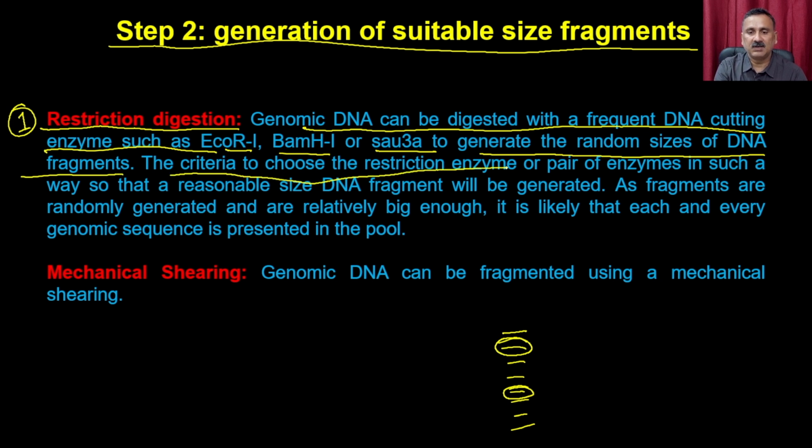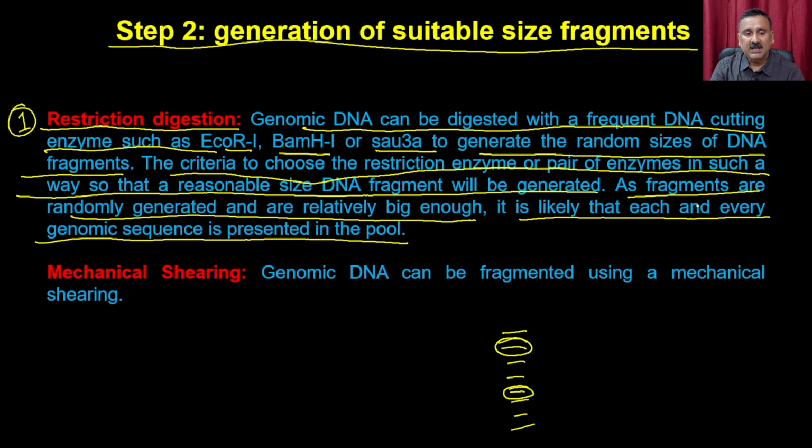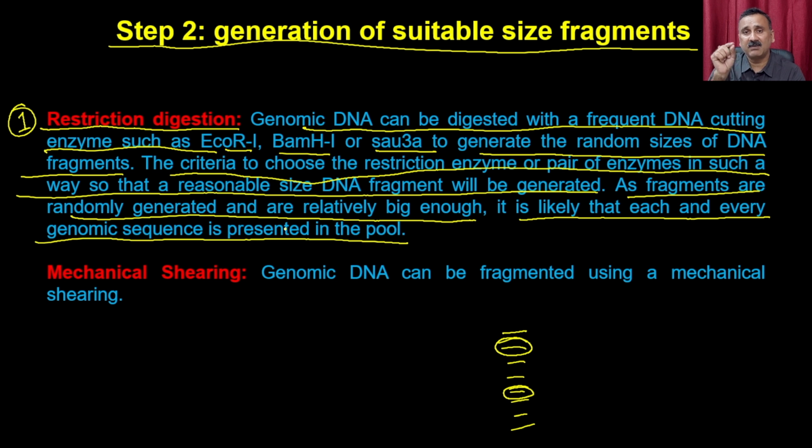The criterion is to choose a restriction enzyme or pair of restriction enzymes in such a way that reasonable size DNA fragments will be generated. As fragments are randomly generated and are relatively big enough, it is likely that each and every genomic sequence is represented in the pool. So, the purpose is that you should not have very small fragments, you should not have very big fragments, it should be a relatively reasonable size, so that each and every genomic sequence is represented, which means it should be of such a size that a single gene can be present in each fragment, and because of that each fragment is going to represent individual genes, okay.